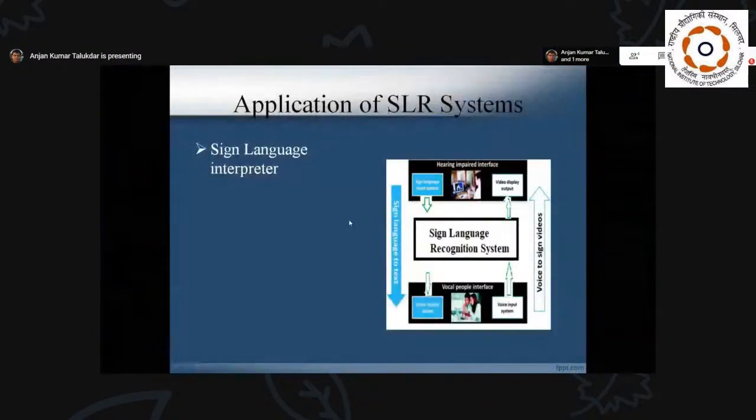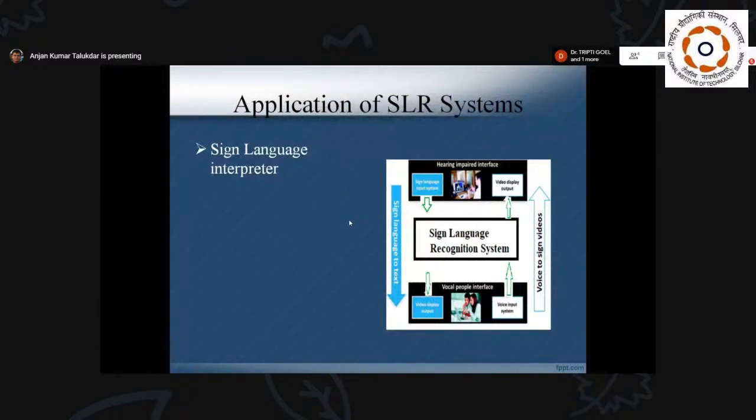So, what is a sign language interpreter? Basically, a sign language interpreter is a device that can convert sign language into some form of text or speech.